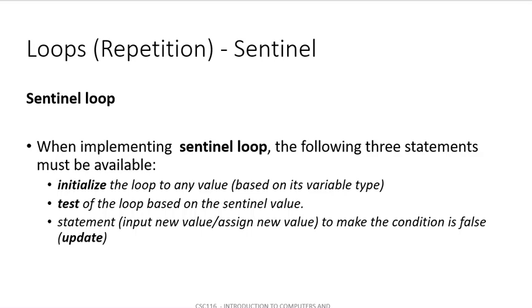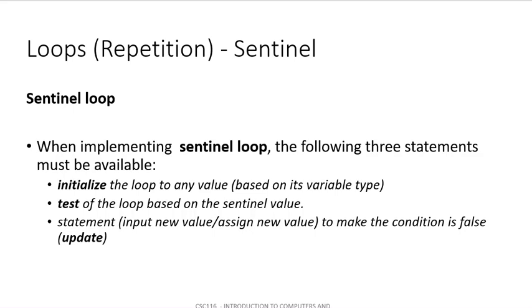Okay, next one is Sentinel. Sentinel loop. When implementing Sentinel loop, following 3 statements must be available. Okay, dia sama je step dia punya phase tu, initialize, test, and then update. So initialize the loop to any value based on its variable type. Okay, test of the loop based on the Sentinel value. Okay, tadi counter value, yang ni kita panggil Sentinel value. And then statement, input new value or assign new value to make the condition false.